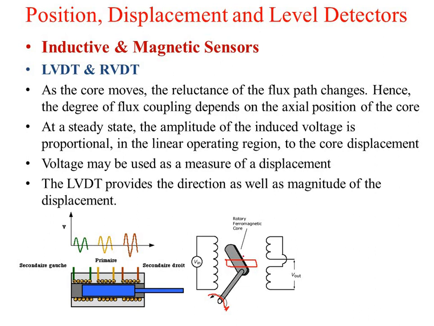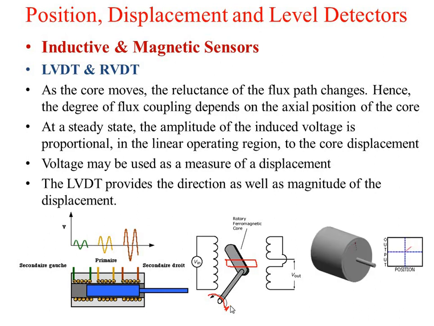So when you move this in a particular direction, that will generate the voltage accordingly depending on the flux linkage, and that flux linkage will be proportional to the angular displacement. So this is the principle of RVDT. The principle is the same, the only thing is that the movement is angular, and in case of LVDT the movement is linear. So this is how you can see the output over here.